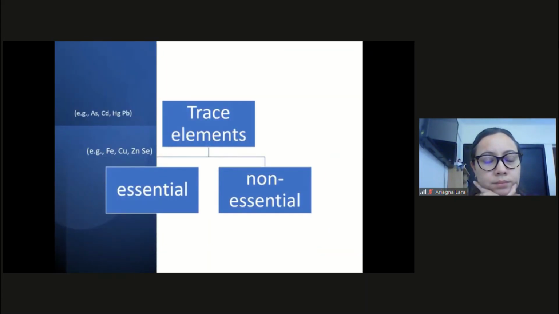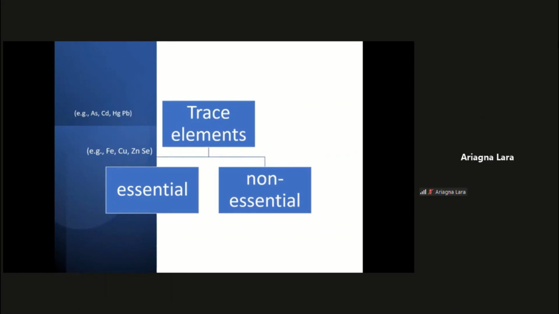Trace elements are classified as essential and non-essential, depending on their roles in organisms. Essential elements are required for metabolic and homeostatic functioning in organisms. They can cause damage if they are at elevated concentrations, while non-essential elements have no specific biological function except toxic effects, even at minor concentrations.